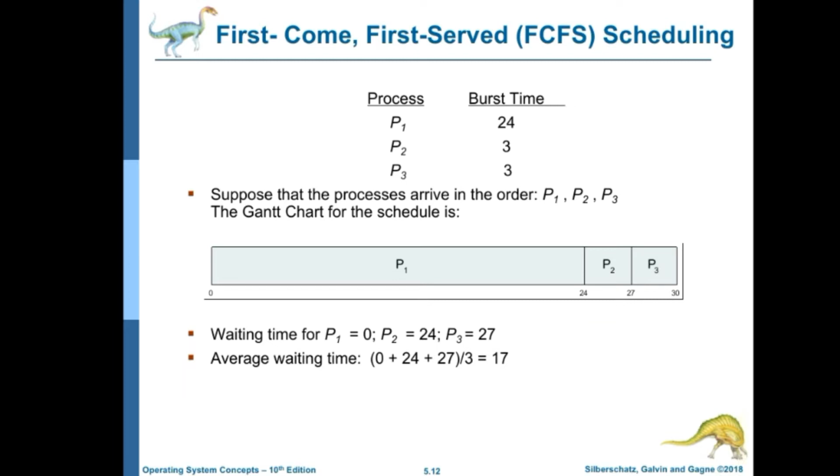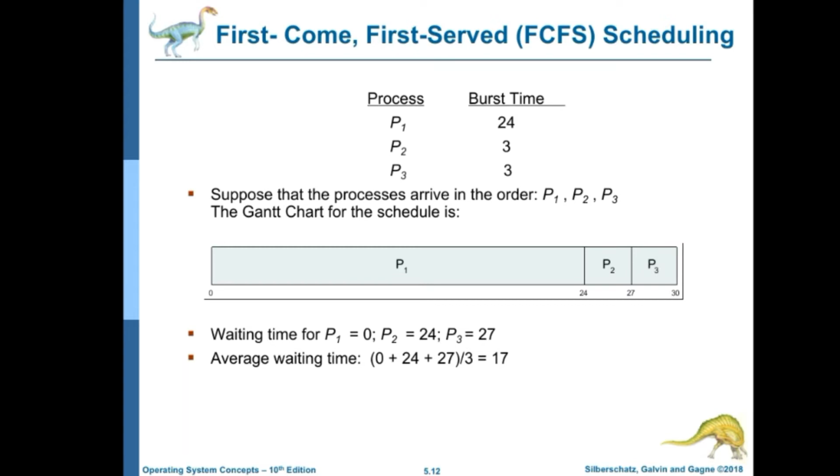So we have the processes P1, P2, and P3, and the burst times are 24, 3, and 3. Suppose that the processes arrived in the order P1, P2, and P3. So here in the Gantt chart we see P1, P2, and P3, based on the process arrival. The waiting time for P1 is equal to 0.